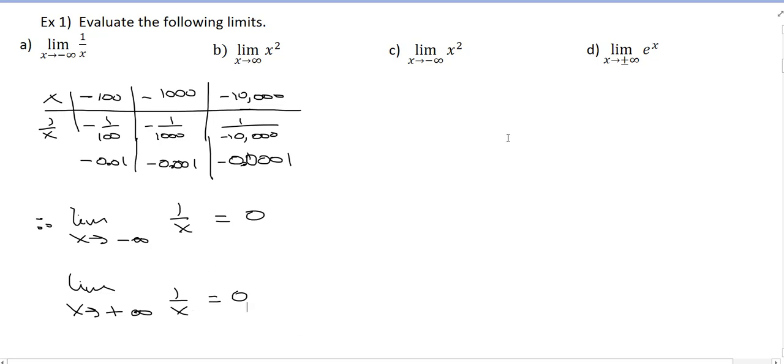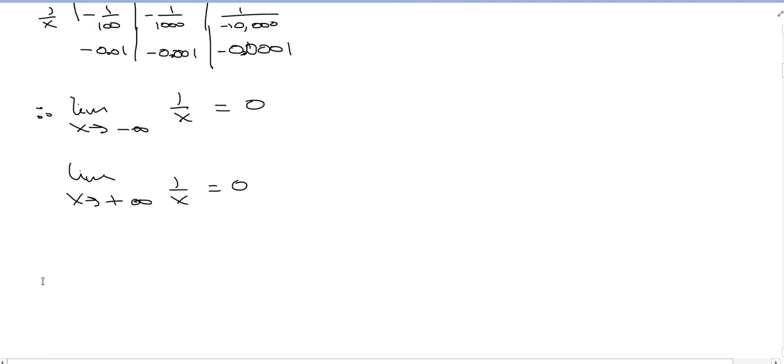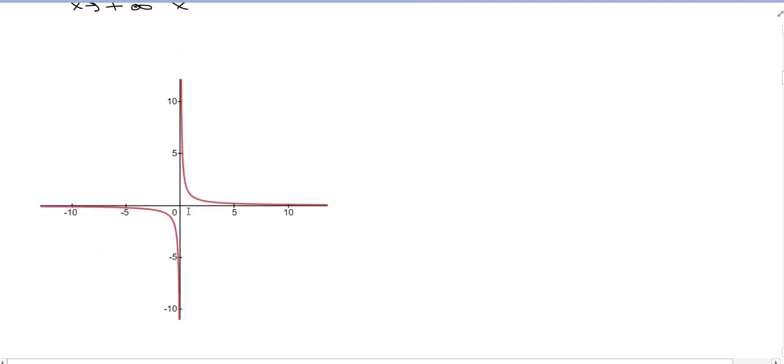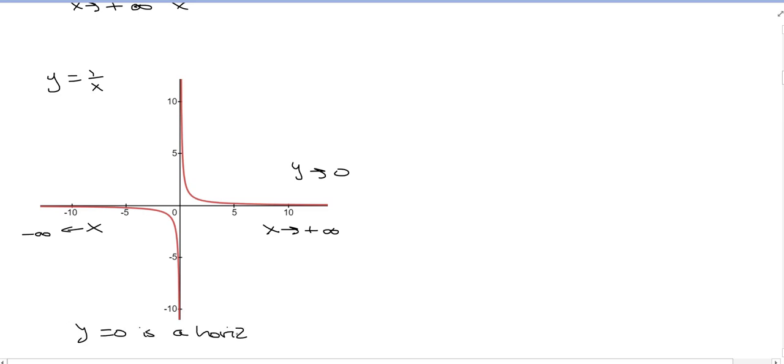And then if you look at the graph of 1 over x, this graph looks like this. So this is our graph of 1 over x. And so we can see that as x goes to positive infinity, notice that the y values are getting close to 0. They're never equal to 0. They just get close to 0 because notice that 0 is not in the domain of this function. And then as x goes towards negative infinity, the values also get close to 0. And so y equals 0 is a horizontal asymptote for 1 over x.